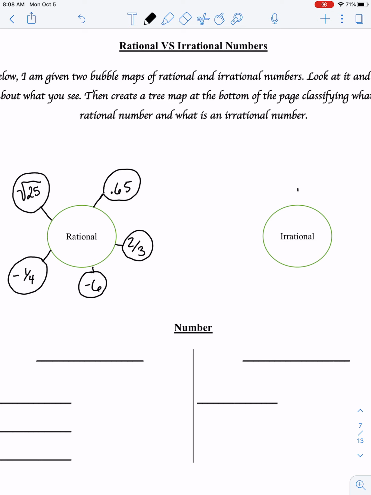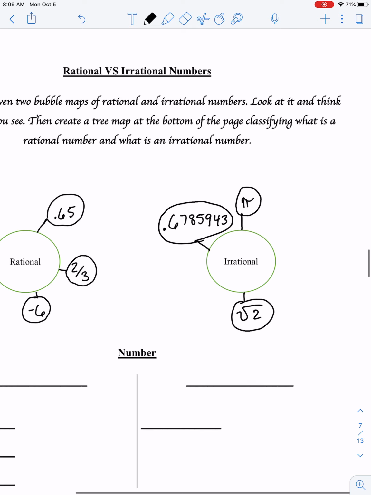Irrational numbers are going to be numbers such as pi, square root of 2, .6785943, and .6728..., where ... means there's more decimals coming behind it that you may not know. All right.